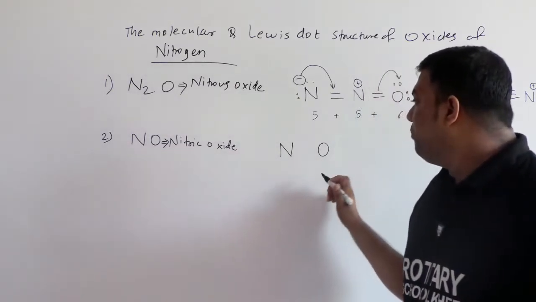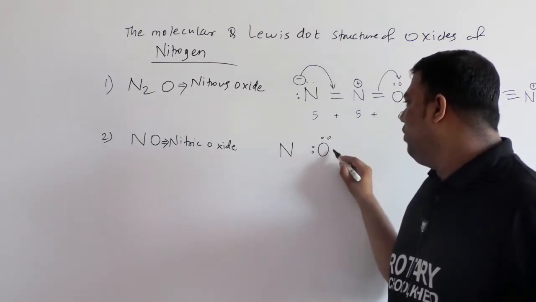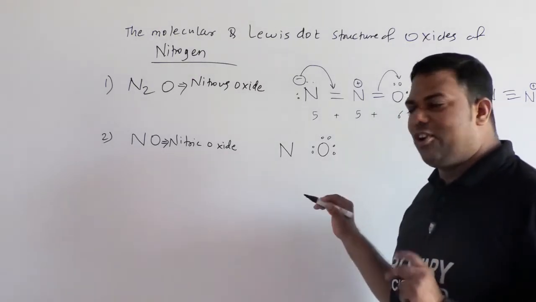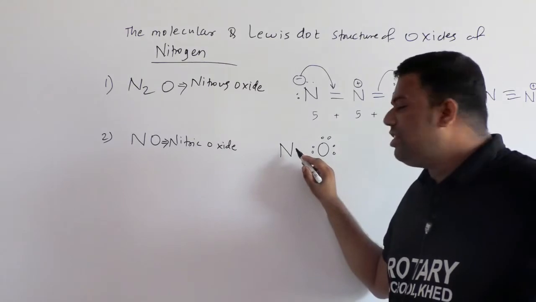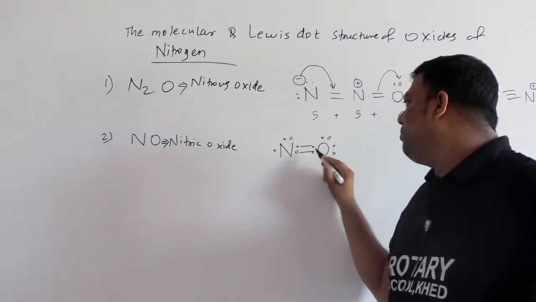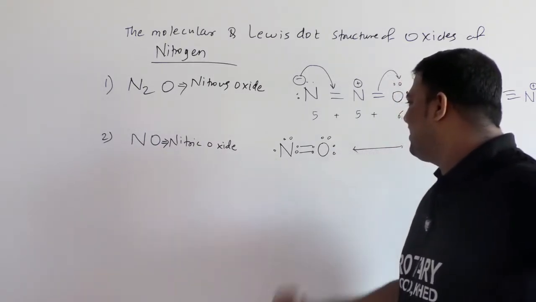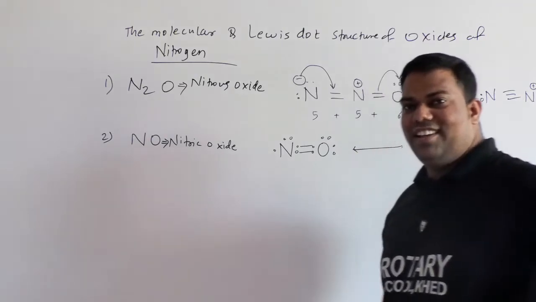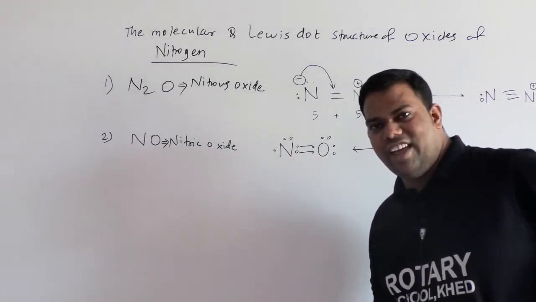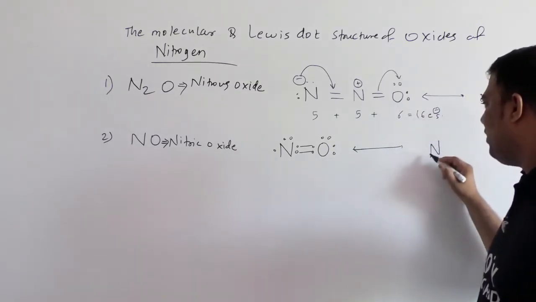Okay, so 1, 2, 3, 4, 5, 6. These 6 electrons go to your oxygen. Now about nitrogen, 1, 2, 3, 4, 5. So it will be, yes, a double bond. Now here is one odd electron. So in the next structure it will go on oxygen. Okay, so like this.